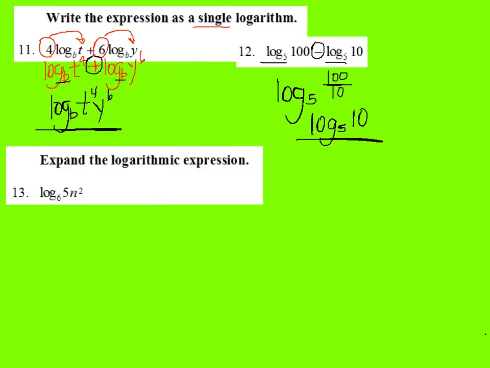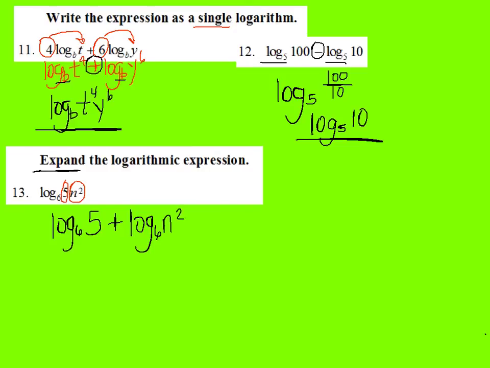Number 13 goes the other way around. It says expand. We want to expand the logarithmic expression. So what we see here is that we have two terms, the 5 and the n squared. They're multiplying with each other. So to expand it, we know multiplication goes hand in hand with addition. So my log is log base 6. I'm going to say log base 6 of 5, and since I'm multiplying with n squared, we're going to say plus n squared gets a log also, so plus log base 6 of n squared.